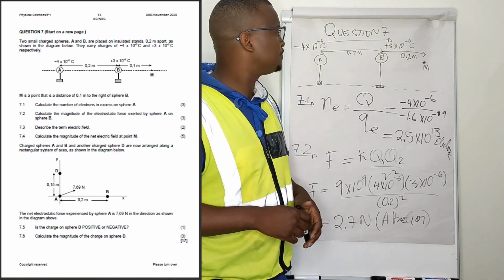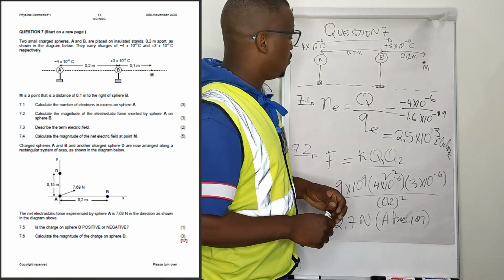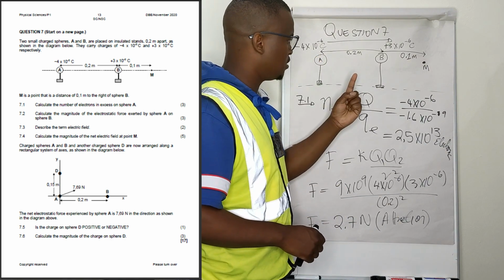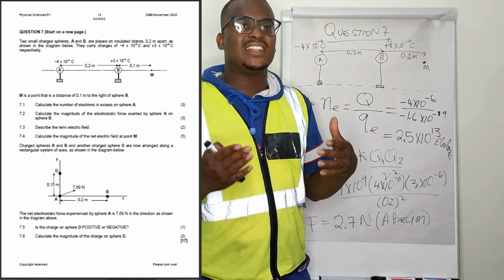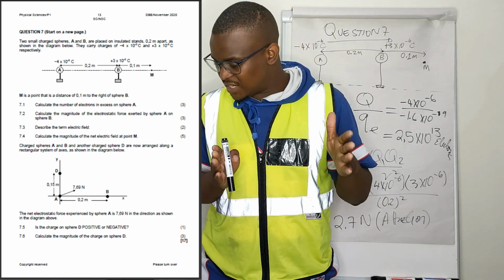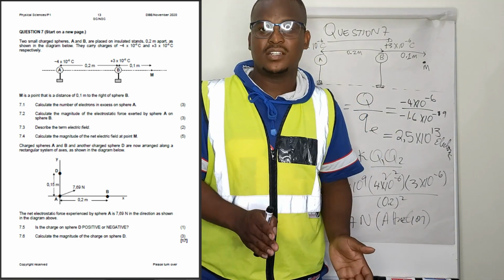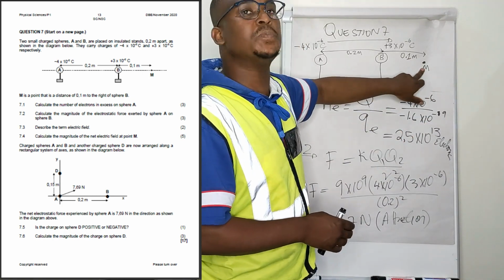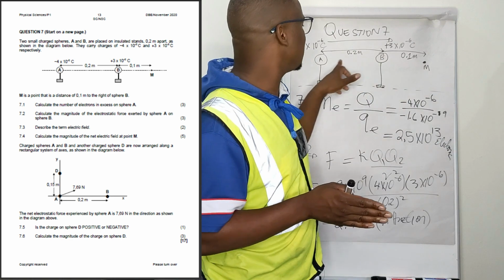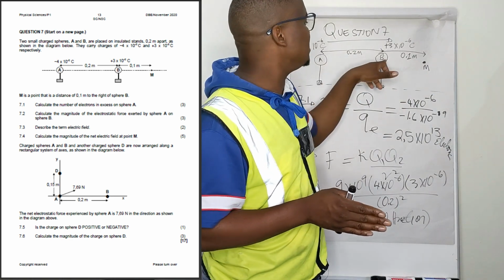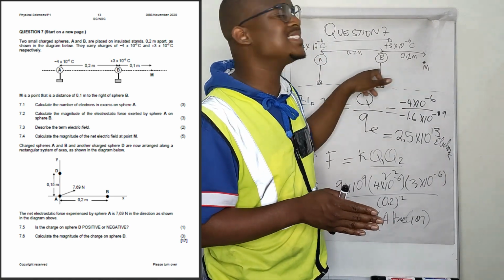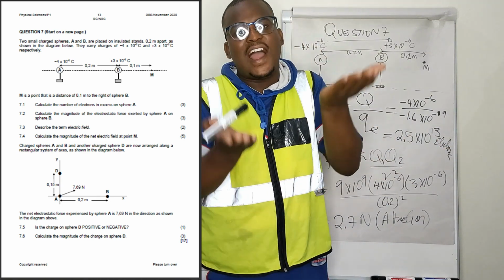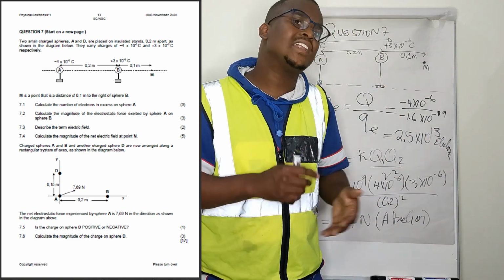I'll repeat this again. In order for you to answer this question, to find the strength of the net electric field at M, you must first find the electric field experienced at point M as a result of A, and the electric field experienced at point M as a result of B. Then once you've done that, you can find the net electric field strength at that point.